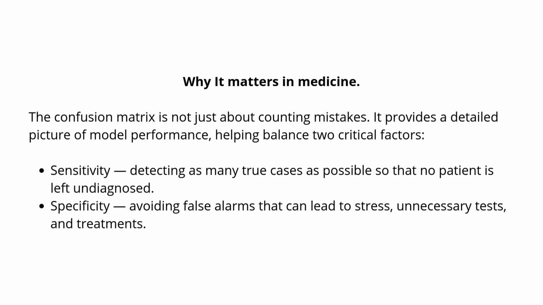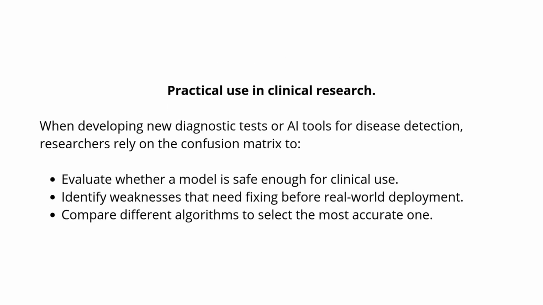Why it matters in medicine. The confusion matrix is not just about counting mistakes. It provides a detailed picture of model performance, helping balance two critical factors: sensitivity, detecting as many true cases as possible so that no patient is left undiagnosed; specificity, avoiding false alarms that can lead to stress, unnecessary tests, and treatments.